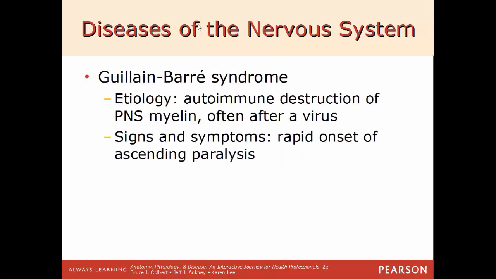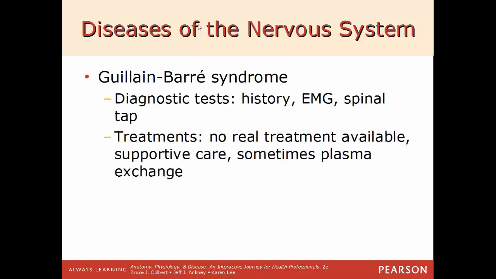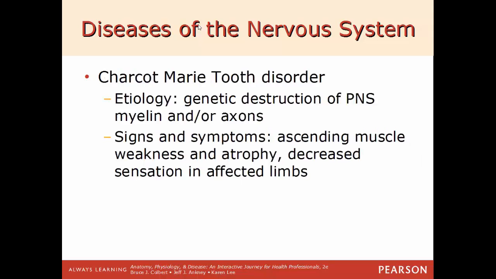Guillain-Barré. Etiology is autoimmune destruction of the peripheral nervous system, myelin, often after a viral infection. Some signs and symptoms, usually a rapid onset of ascending paralysis. The diagnostic test, personal history, EMG, spinal tap. Treatments, there are no real treatments available, but you can have supportive care and sometimes a plasma exchange.